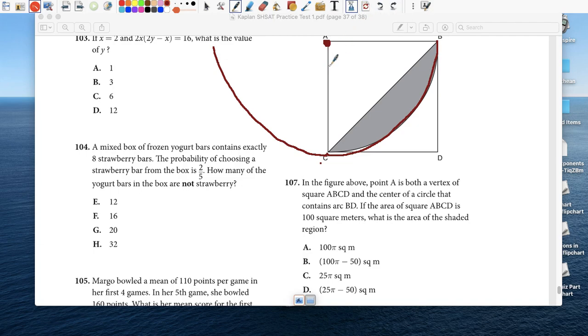Let me just read a little bit more. A is the vertex and the center of the circle that contains BD. The area of the square is 100 square meters. So if the square is 100 square meters, that means this side is 10 and this side is 10, which means this is 10 and that is 10. So we know the radius. We can write R equals the radius of the circle. What is the area of the shaded part?